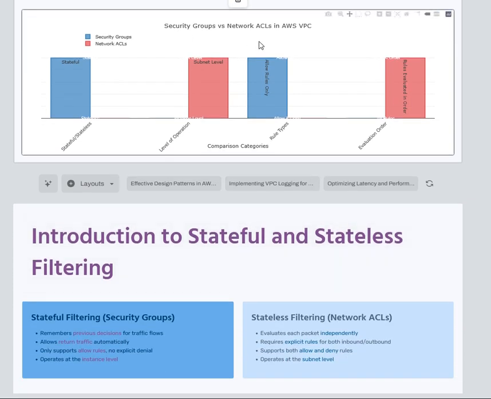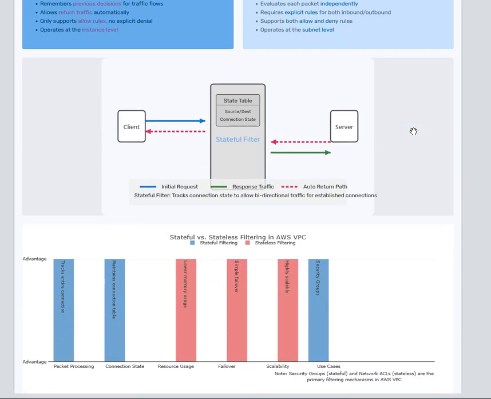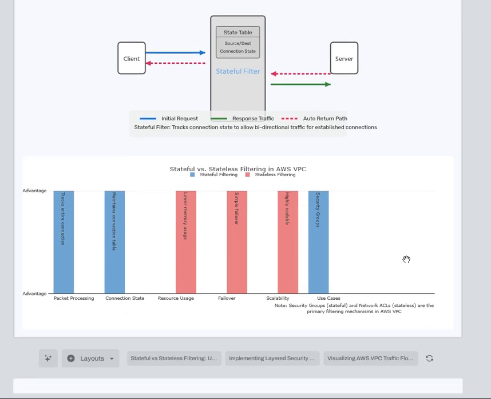All right, so that's a smaller graph there. So this one probably explains client-server communication, right? A stateful filter tracks connection state to allow bidirectional traffic for an established connection. See that this one is a stateful filter. So if anything is connected, that will allow return traffic from here, right?